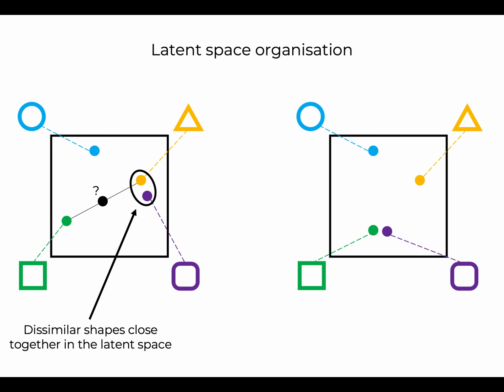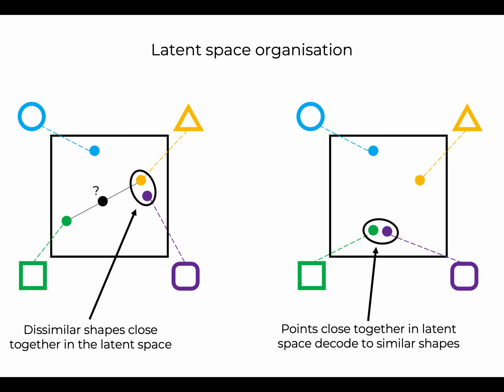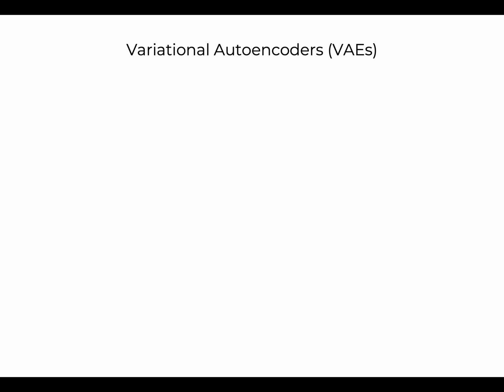On the other hand, a well-organized latent space would have this nice property that points that are close together in the latent space decode to similar shapes. So here, the square and the square with rounded corners are embedded to similar positions in the latent space. And this gives me some kind of smoothness and some guarantee that when I interpolate between my training samples, I'm going to get sensible output. So variational autoencoders are one way of ensuring this sensible layout of my latent space. So let's go straight into how they work.